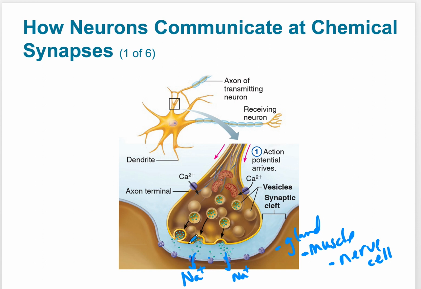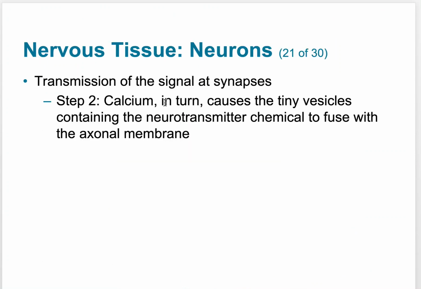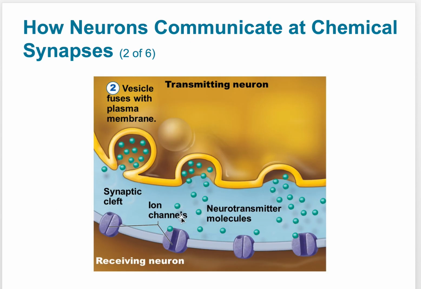And when we get sodium rushing in, a bunch of positives, what happens? Yes, you flip charges, you have an action potential, and you now have gone positive inside and negative outside. So you flip the charge. All of this is going to be a review. Look at this. Calcium in turn causes tiny vesicles containing the neurotransmitter to fuse with the axonal membrane, and you can kind of see that there. These are going to be sodium channels here. Here's the little acetylcholine. It is bound to the gated channel. This is the ligand-gated channel, right?